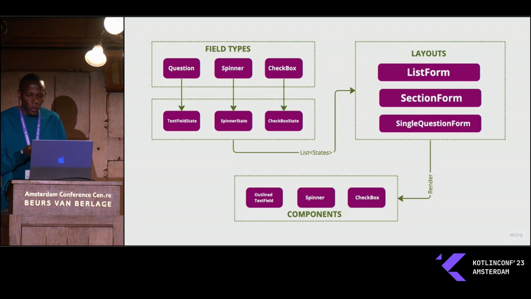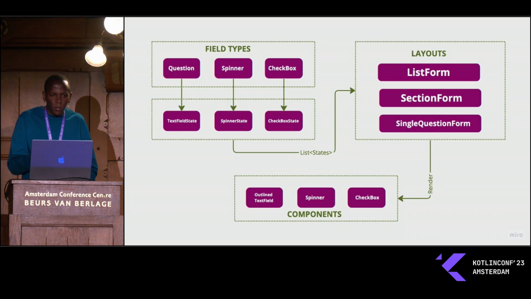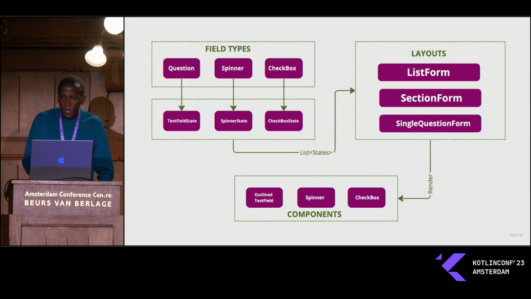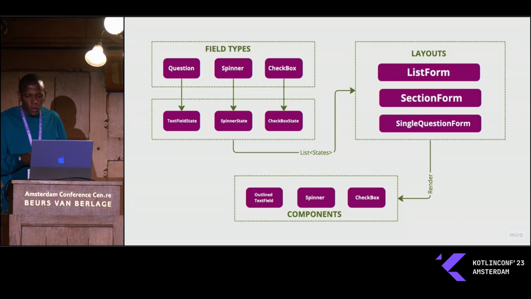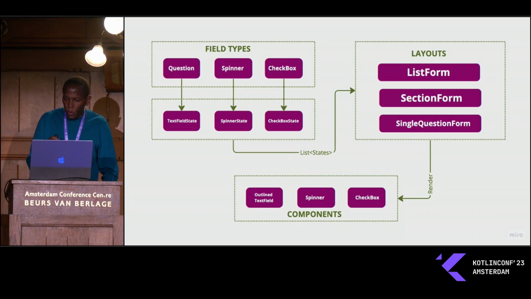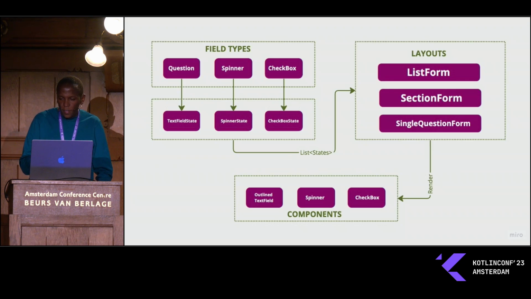We have different types of layouts. We have a list, we have a section, and we also have a single question. A list is where you present all the questions in one list. So for example, if you have 20 questions, display them in one list. A section is, as I was explaining before, we have sections in the forms. We display per section. So if a section has 5 questions, we display that section, and so on. In the single question layout, we display per question. Each screen has a single question.